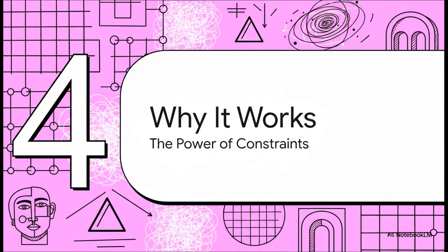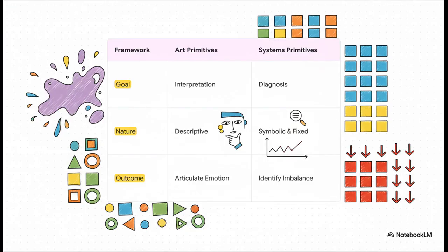Okay, so we've seen this one big idea applied in two totally different fields. Let's bring it all together and ask the big question. Why does such a simple language actually work so well? Well, the power is in the constraint itself. This really sums it up perfectly. With art, the goal is interpretation, so the language is descriptive. The shapes' meanings can change depending on how they relate to each other. But with systems, the goal is diagnosis, so the language is symbolic and fixed. A square always means containment. The goals are different, but the core idea is exactly the same.